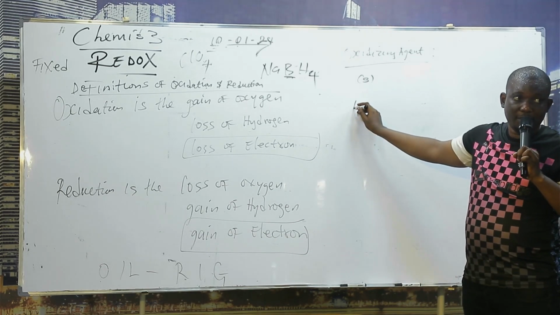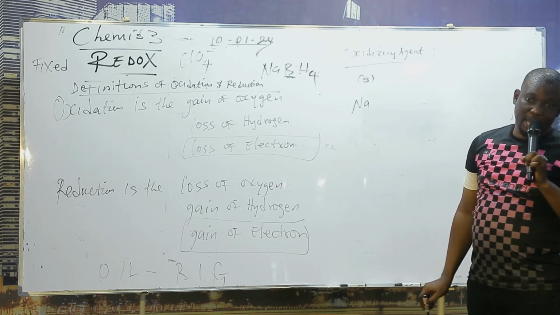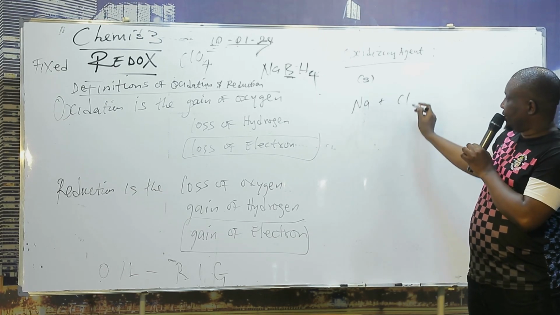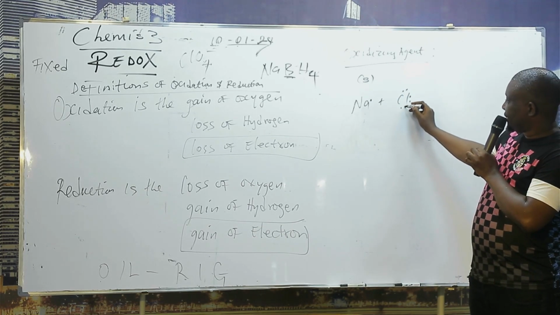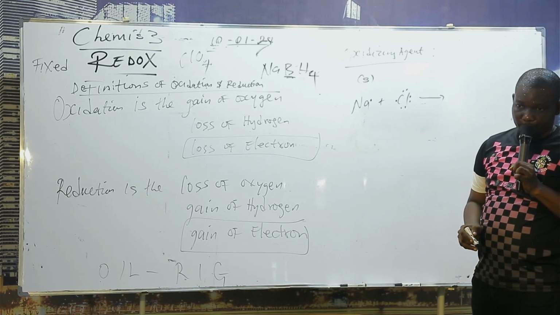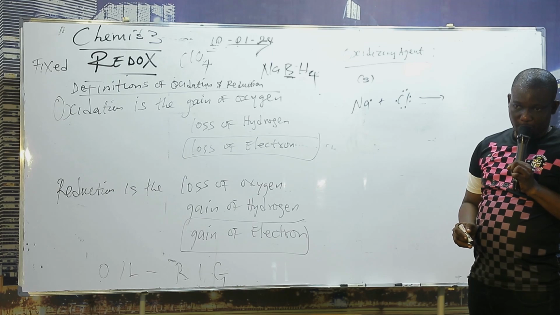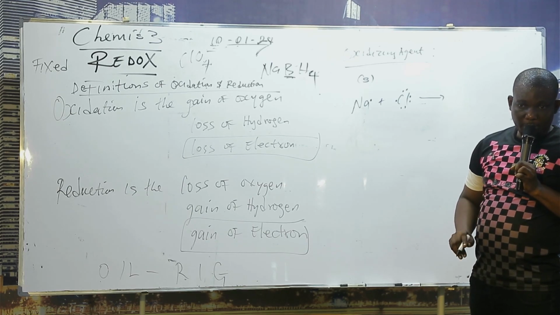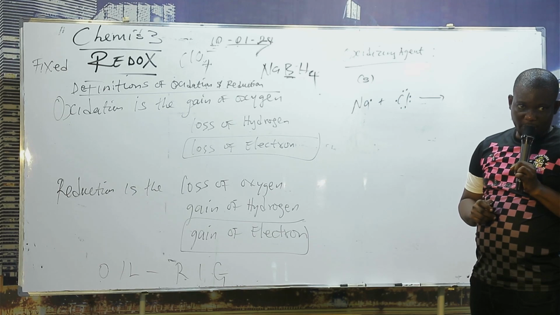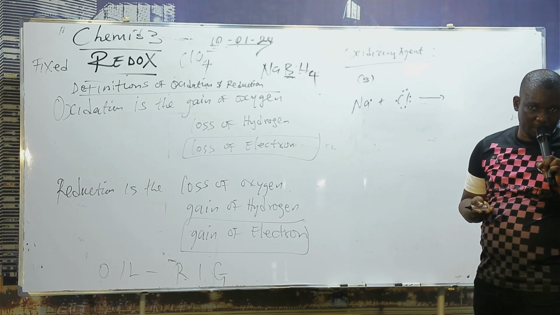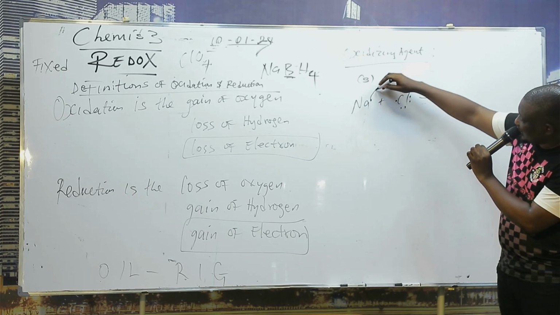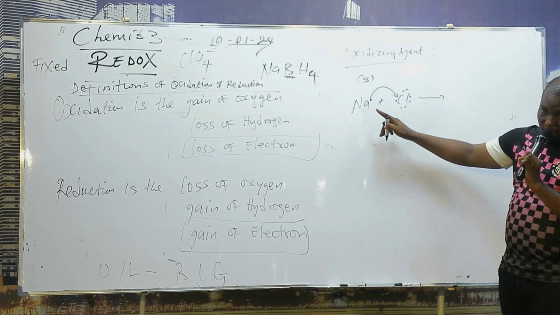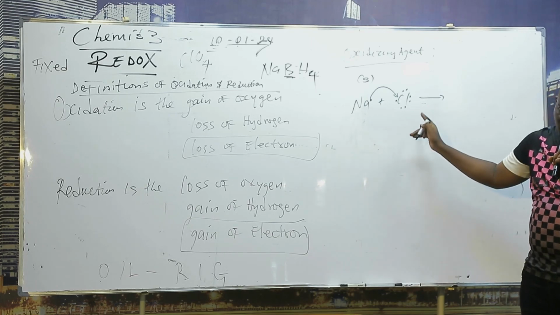This is NaCl, sodium plus chlorine. Sodium has one valence electron. Chlorine has how many valence electrons? Seven. Which one will give electron? Sodium. Why is sodium giving electron? Because it has a low electronegativity value, while the more electronegative atom attracts. So this sodium will transfer or donate electron to chlorine.